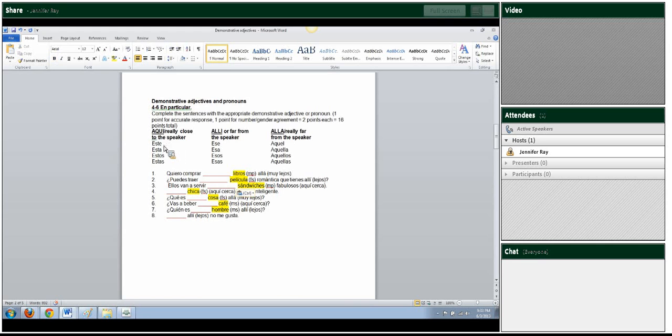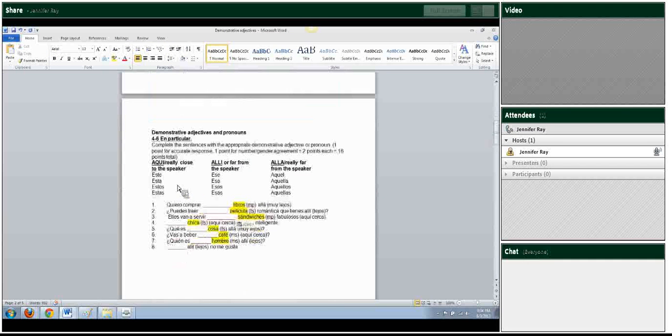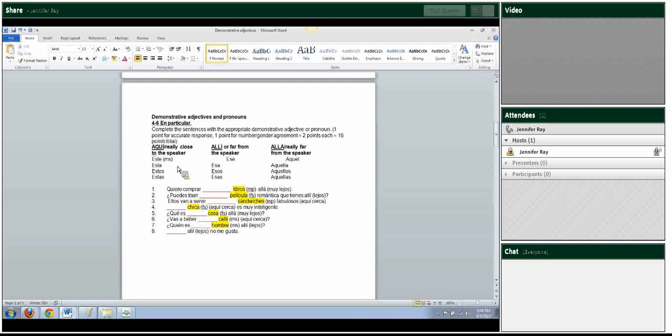So este is the masculine singular spelling of this. Esta is the feminine singular spelling of this. Estos is the masculine plural spelling of these, and estas is the feminine plural spelling of these. Okay, and it goes all the way across. So ese is the masculine singular spelling of that. Esa is the feminine singular spelling of that. Esos is the masculine plural spelling of those, and esas is the feminine plural spelling of those.